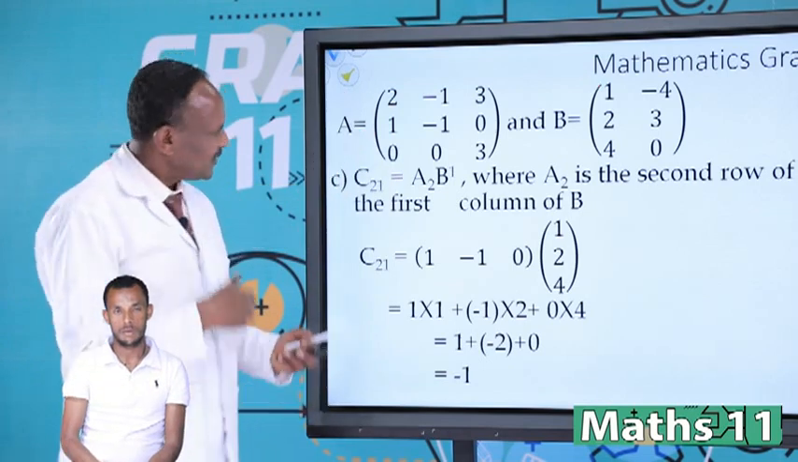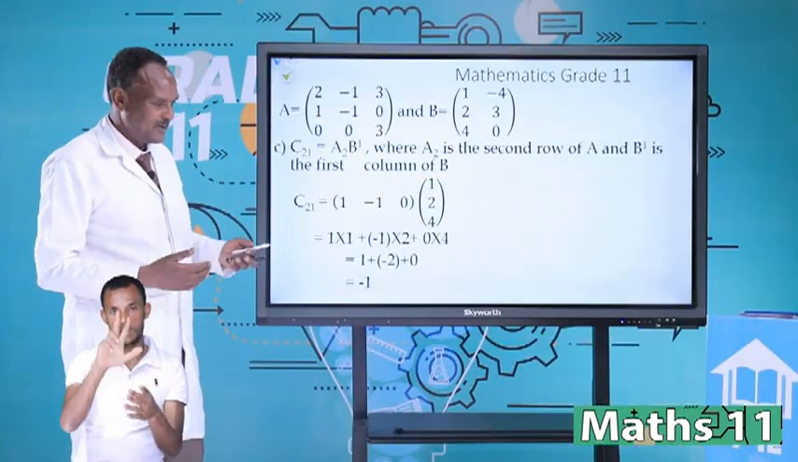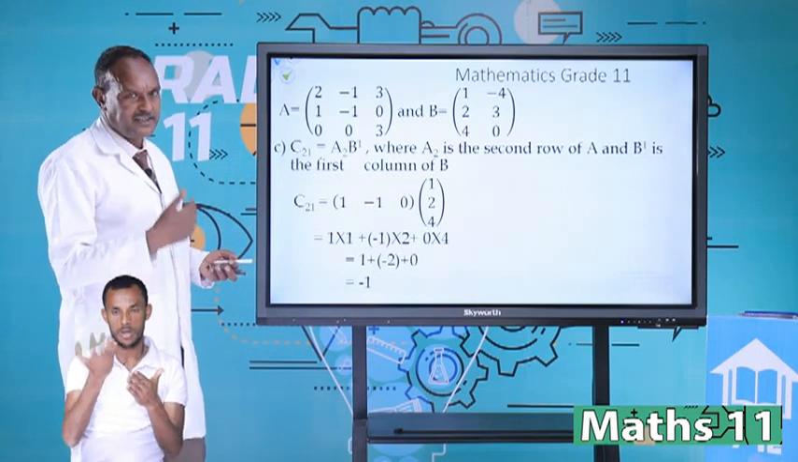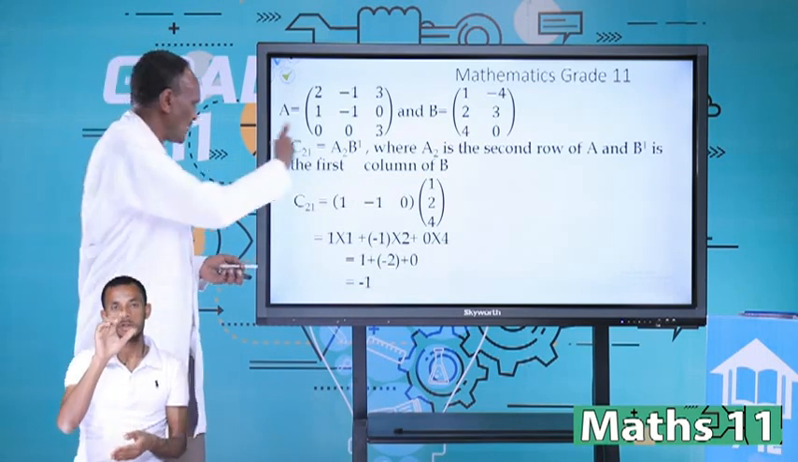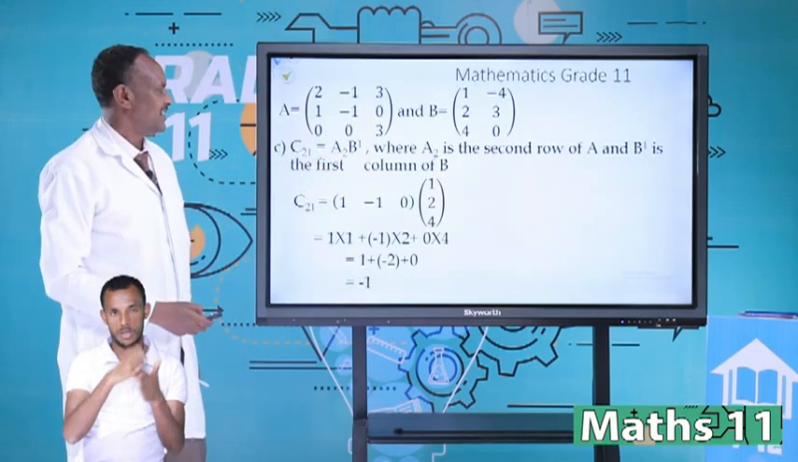So, what is the order of the product? The order of the product is 3 by 2. What is the element? C32. We have calculated C21. The result is equal to -1.